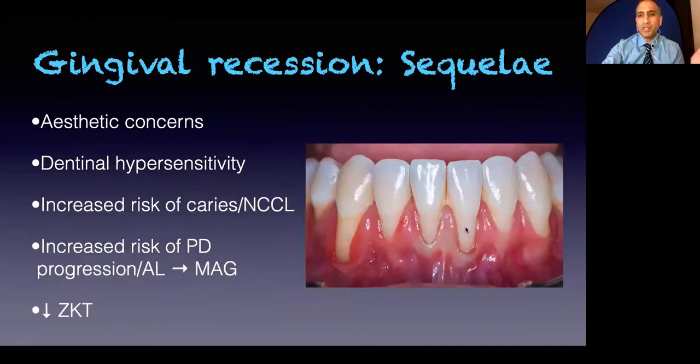What are the consequences of gingival recession? Not so much in the anterior mandible, but in the anterior maxilla, aesthetics are always a concern. Recession anywhere in the mouth can lead to hypersensitivity. And as we get older and our salivary flow decreases, root surface caries, of course, as well as non-carious cervical lesions. Areas which have experienced recession are at increased risk of pocket depth development, loss of attachment, which also lead to minimally attached gingiva, and in doing so, decreasing the zone of keratinized tissue as well.